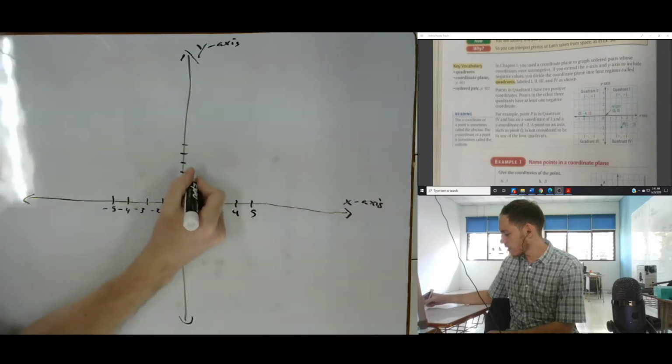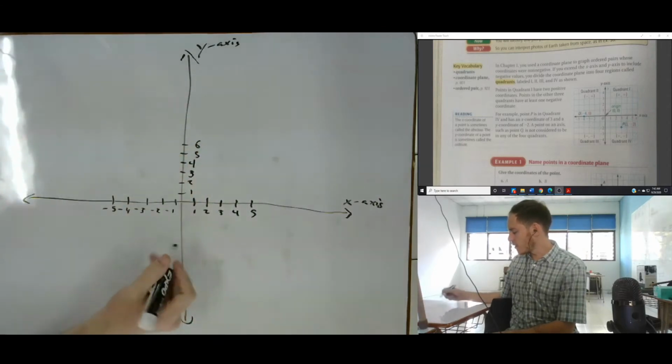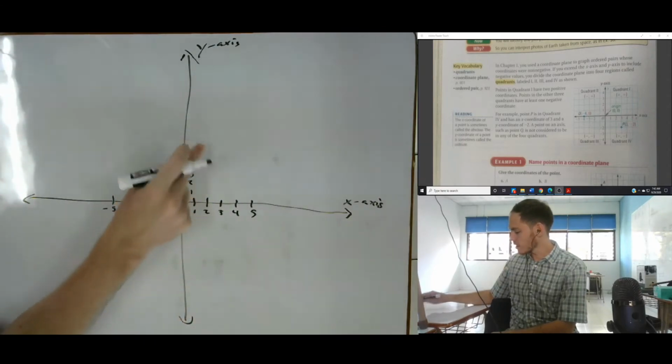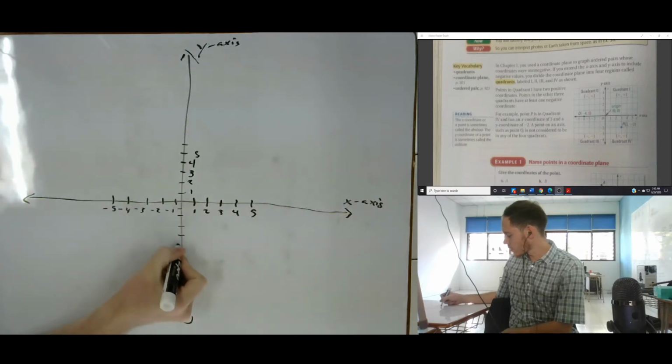2, 3, 4, 5, 6. And likewise, when we're going down, it's going to be negative. So negative 2.